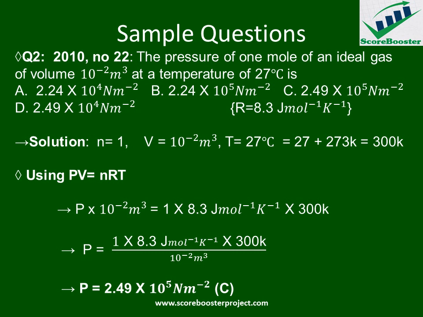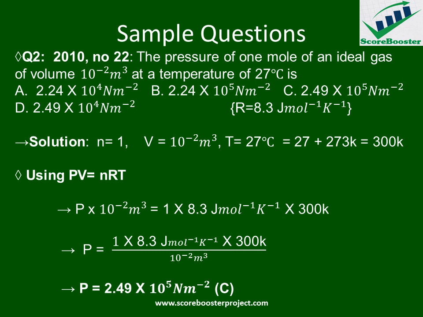Option C is 2.49 times 10 raised to power 5 Newton per meter square, while option D is 2.49 times 10 raised to power 4 Newton per meter square. Then we are also given the gas constant R to be equal to 8.3 joule per mole per Kelvin. As usual, the first step is to write out the given parameters.